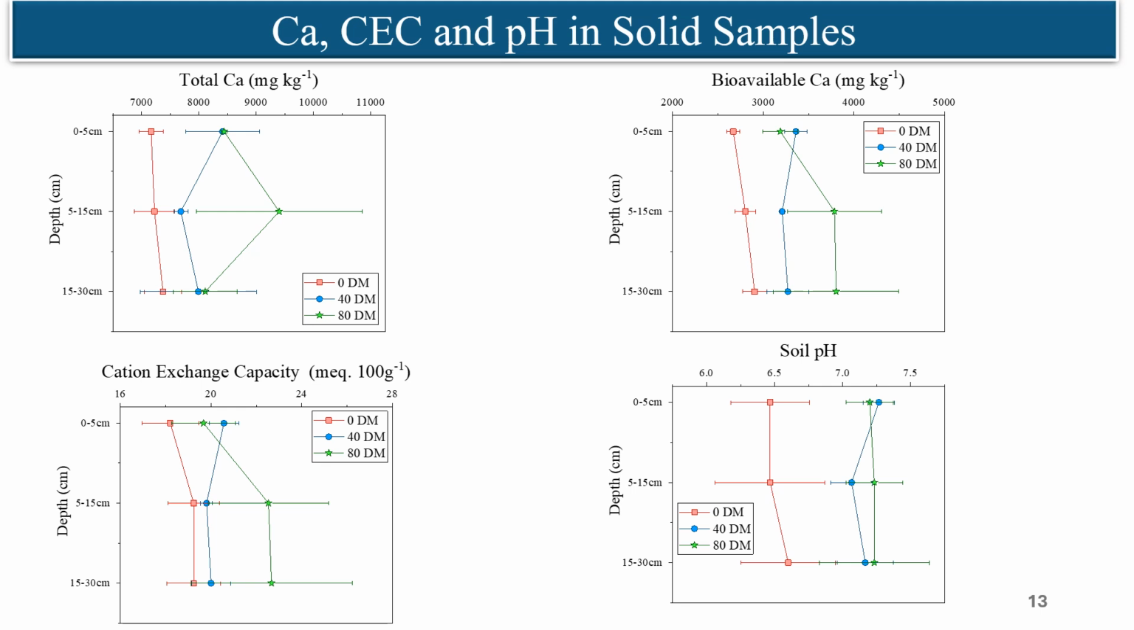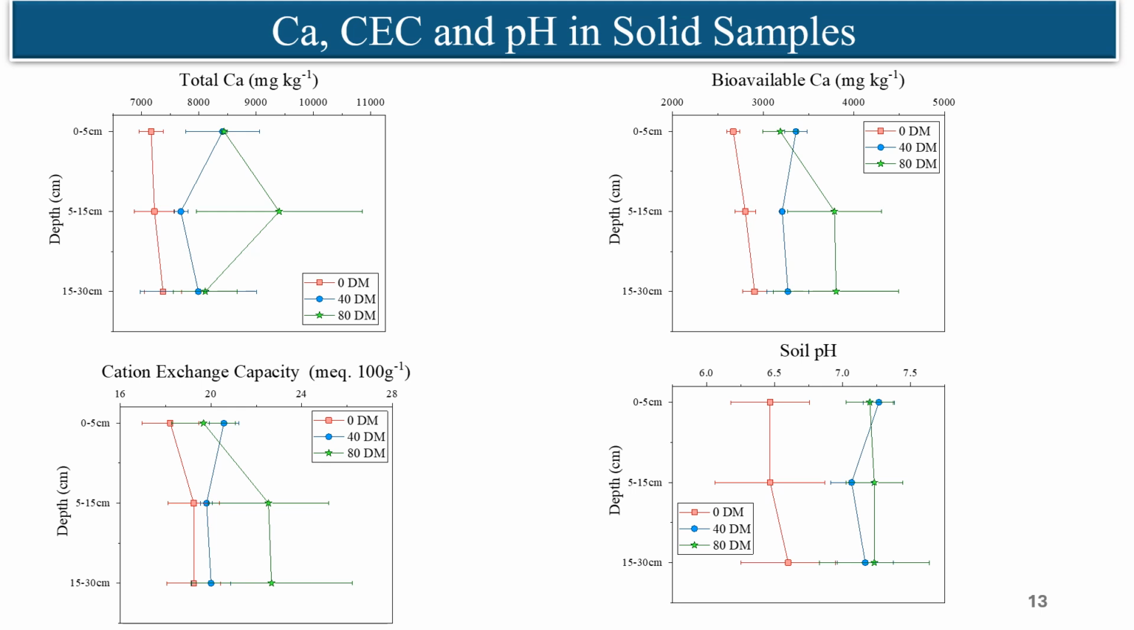This figure shows the amount of calcium, cation exchange capacity, and pH in solid soil samples. Also, in case of total calcium and bioavailable calcium, we can see that the amount of calcium has increased with the increase in amount of dredged material. And the same is the trend in case of cation exchange capacity, because cation exchange capacity is mostly a function of calcium in the soil, and cation exchange capacity is important because it is a good indicator of soil health.